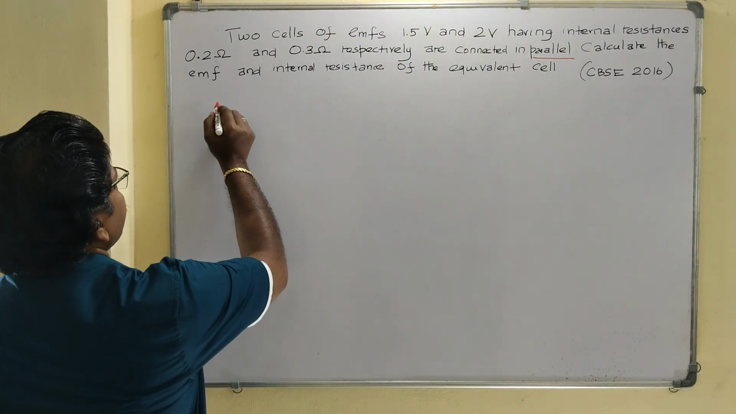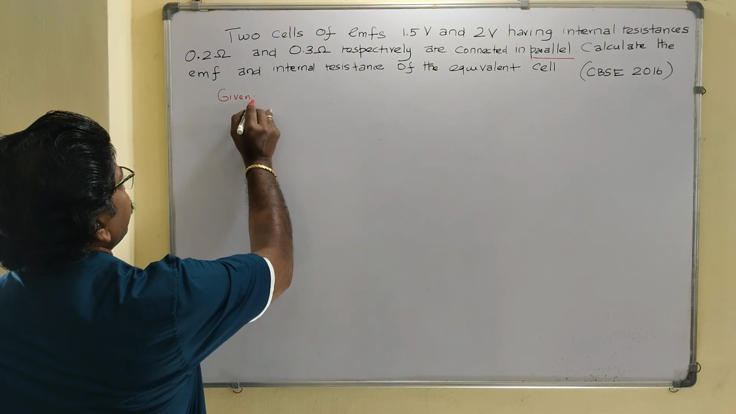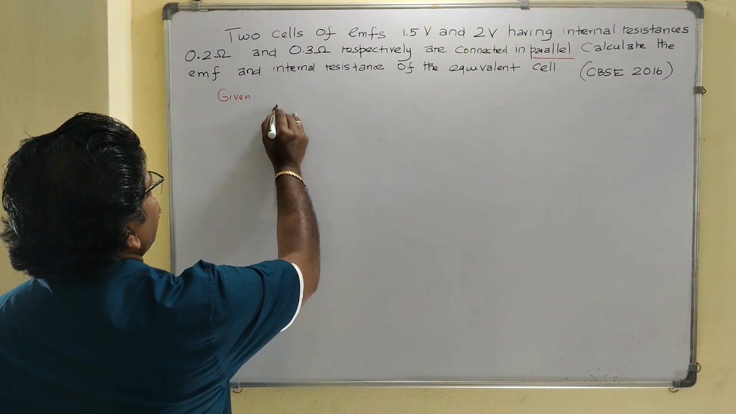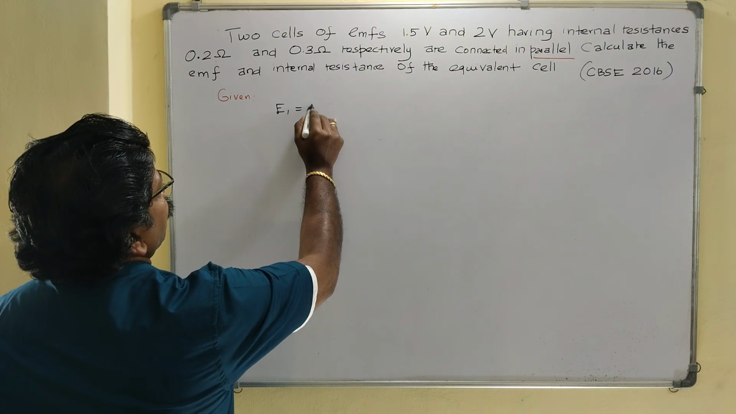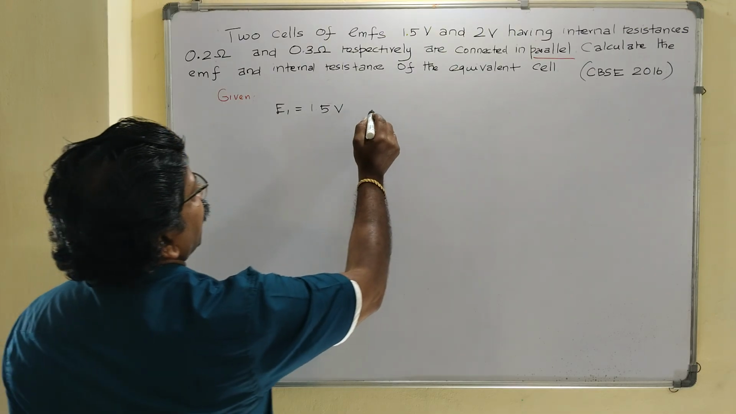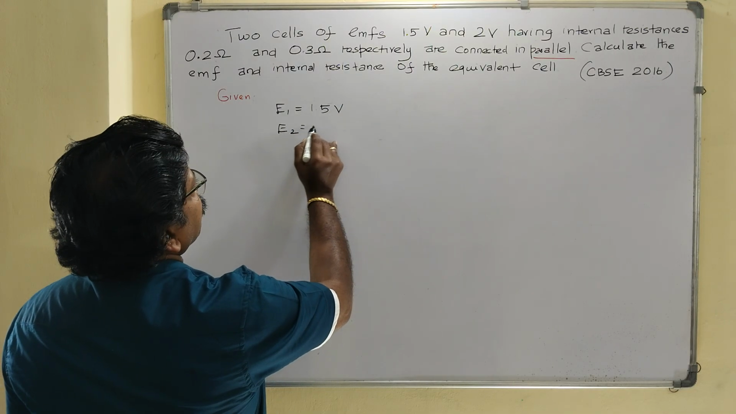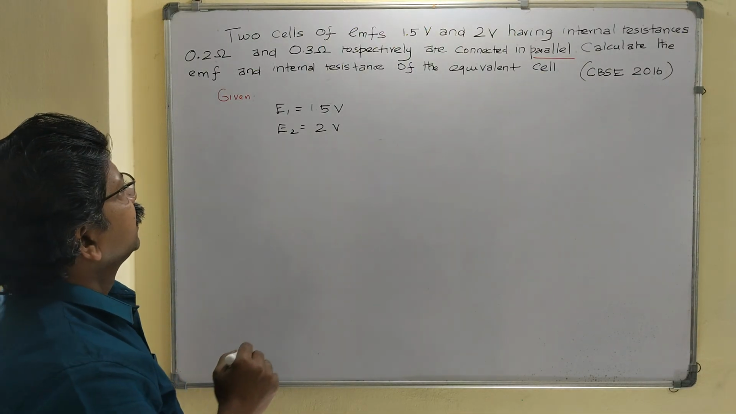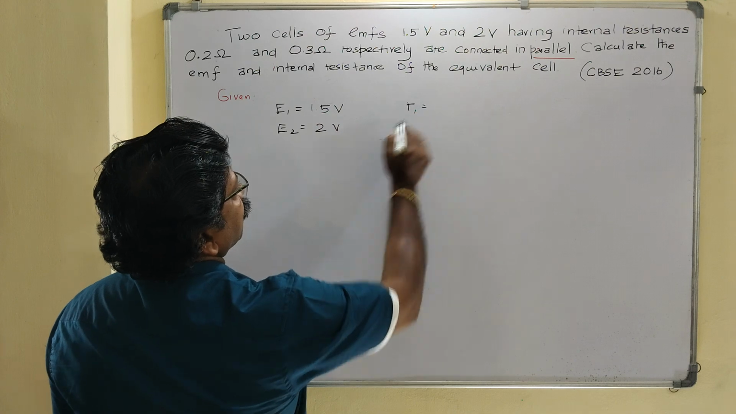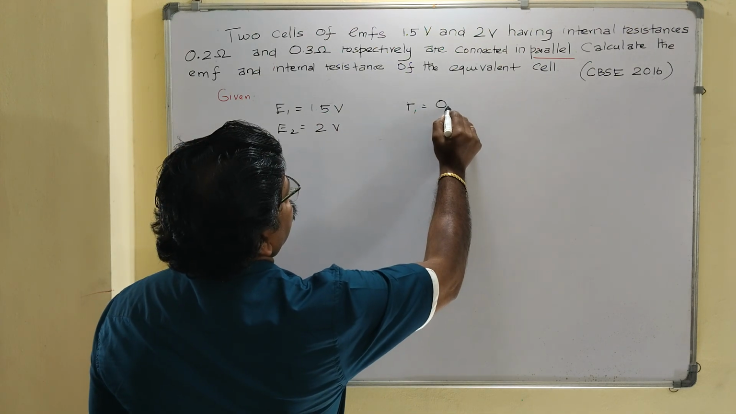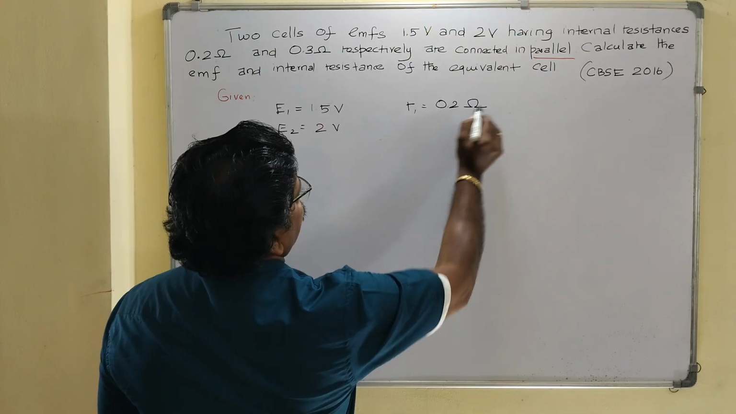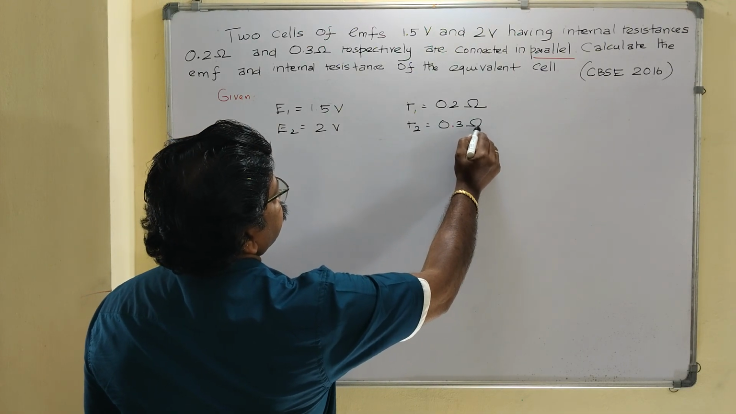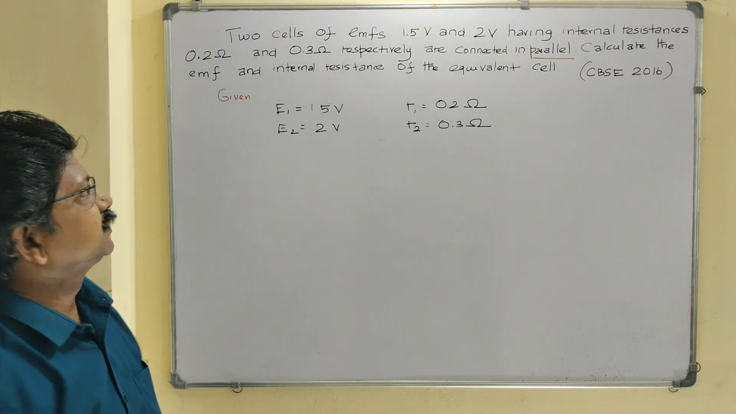First write the given data. The EMF E1 equal to 1.5 volt and E2 equal to 2 volt, and internal resistances R1 equal to 0.2 ohm and R2 equal to 0.3 ohm. These are the given data.